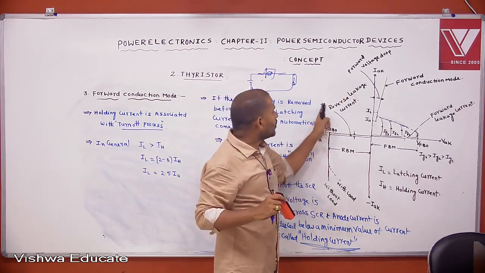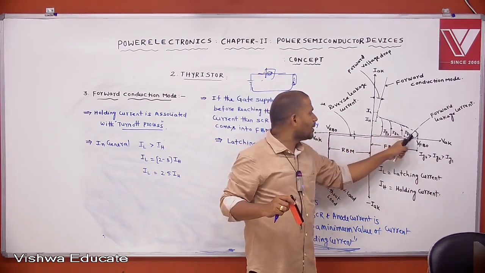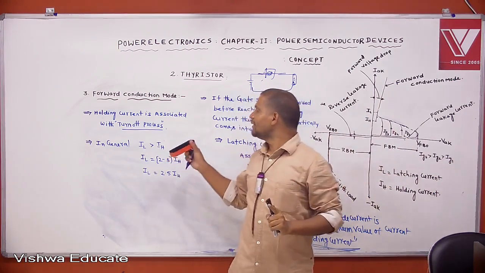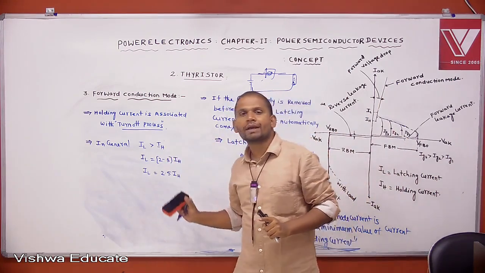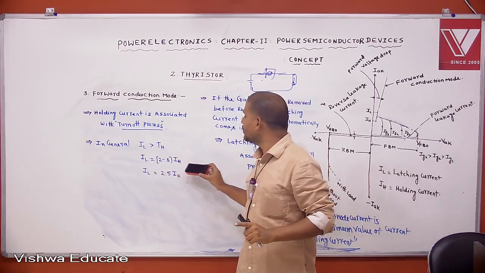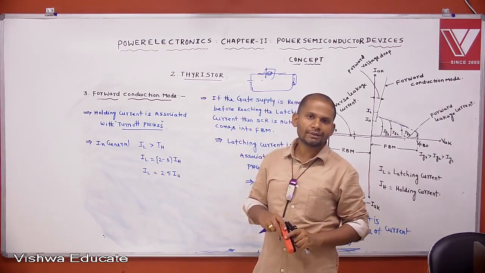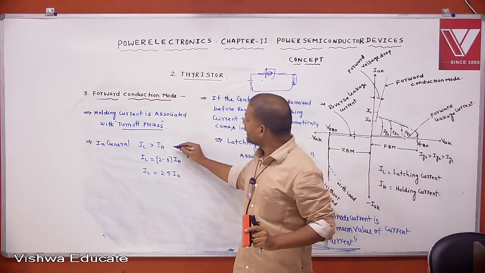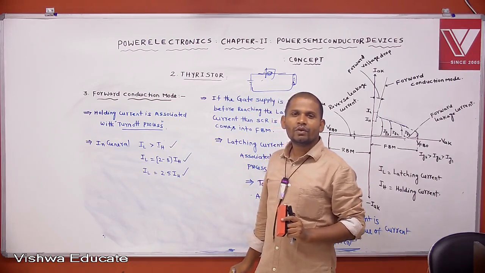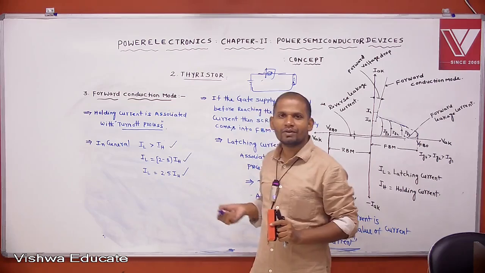This is the reverse blocking mode of operation, this is the forward blocking mode, and this is the forward conduction mode. Then what is the significance of latching current and holding current? In general, latching current is equal to 2 to 3 times the holding current, or 2.5 times the holding current. Clear? These are very important relations to solve problems from a competitive point of view. You will see that in the classroom workbook. Later on I will discuss which problems are important based on this concept.